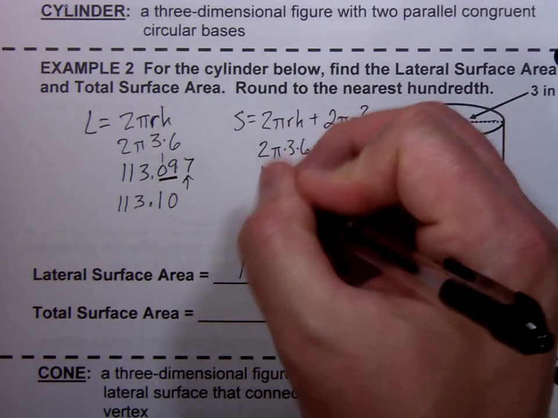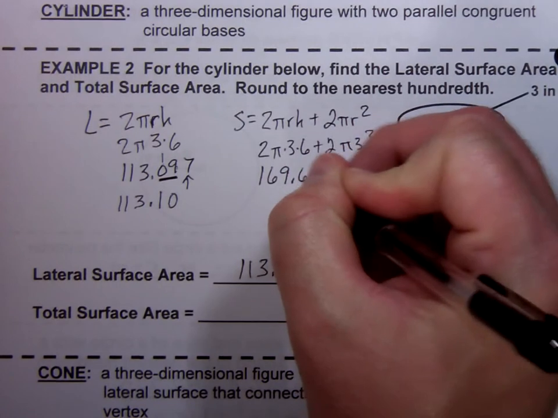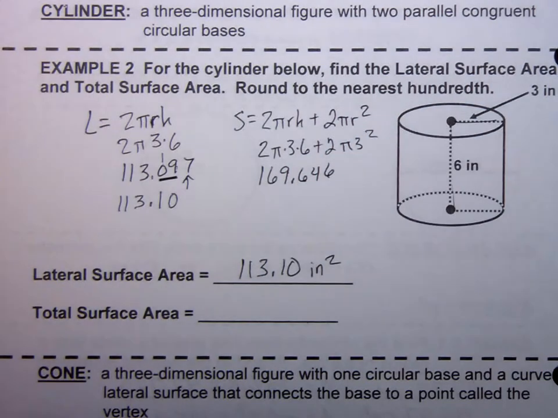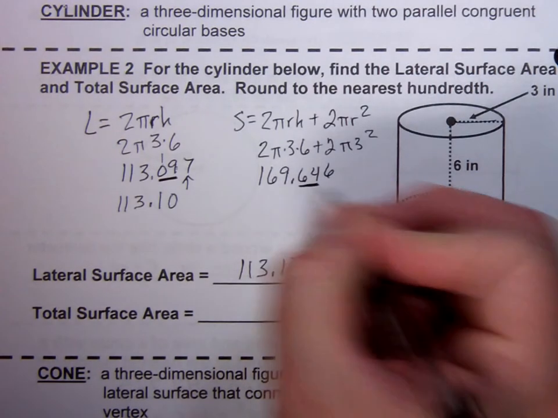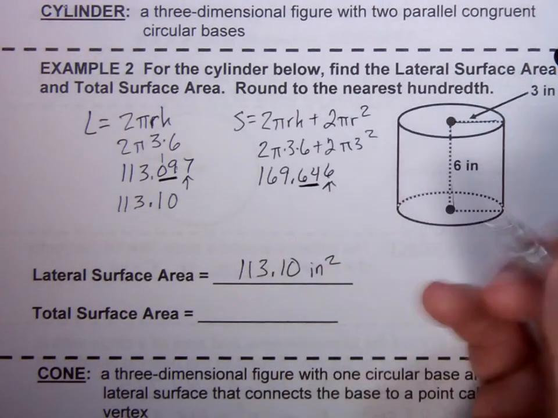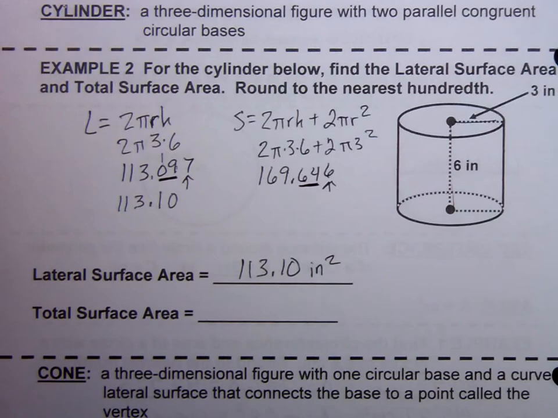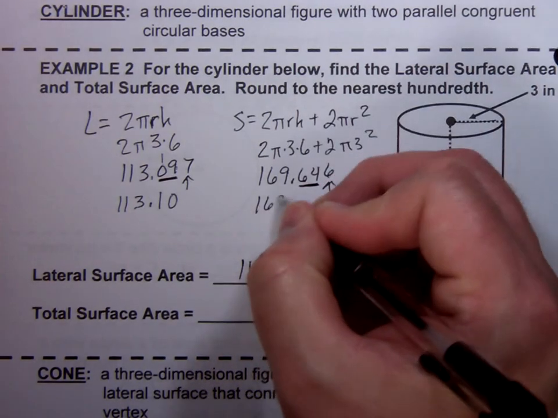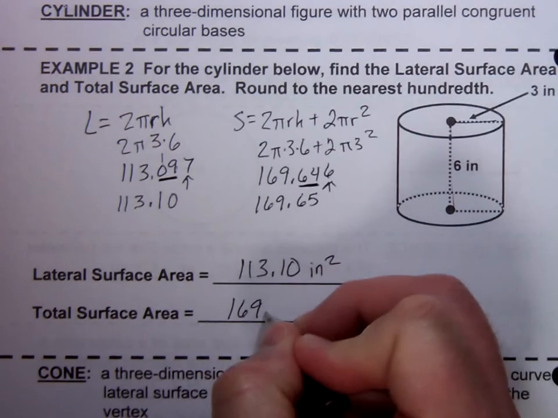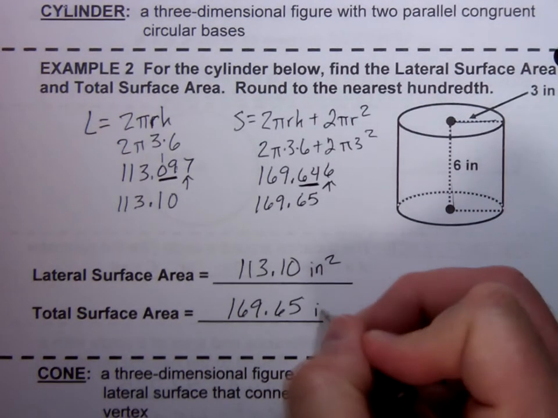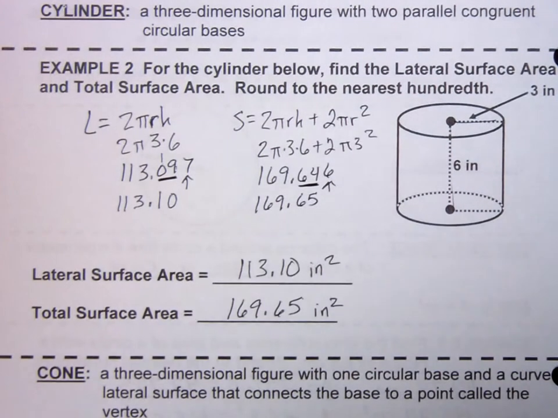And I get 169.646 whatever. And if I'm rounding to the nearest hundredth, again, I'm keeping 2 numbers after the decimal point. That third number is 5 or bigger, so I'm rounding up. So the last number I'm keeping needs to increase by 1. And again, this is a type of area, so the units will be squared, inches squared.